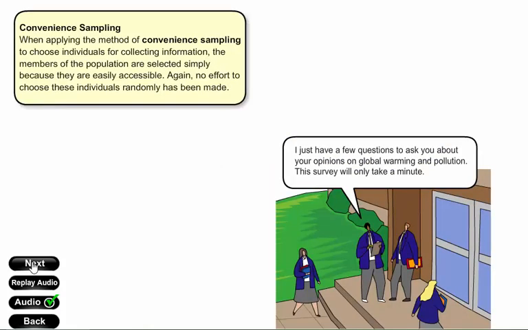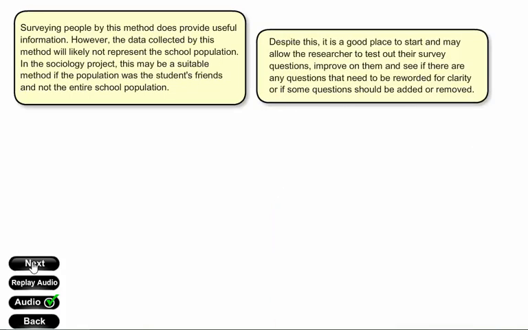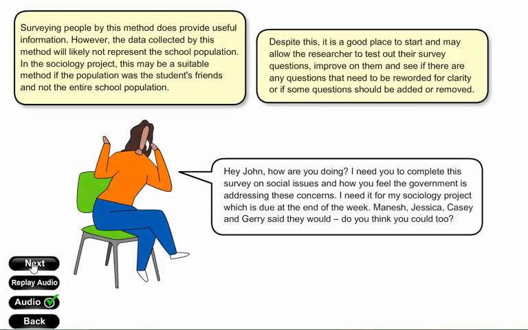Convenience sampling. When applying the method of convenience sampling to choose individuals for collecting information, the members of the population are selected simply because they are easily accessible. Again, no effort to choose these individuals randomly has been made. Surveying people by this method does provide useful information. However, the data collected by this method will likely not represent the school population.